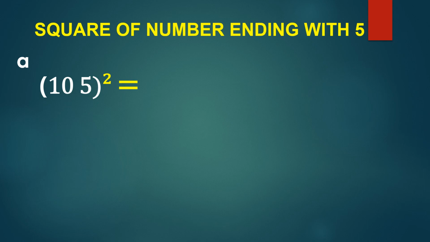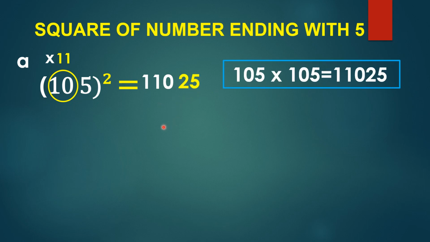Now let's consider one more example. It is 105 square. If you observe here, you can see 105 is a three-digit number. So now let's consider 10. What comes after 10? It is 11. So you multiply both these numbers now. 10 into 11 is 110. This is the first part of your answer. Now go back, 5 5s are 25. That's it. This is the final answer. The product, 105 into 105, is 11,025.